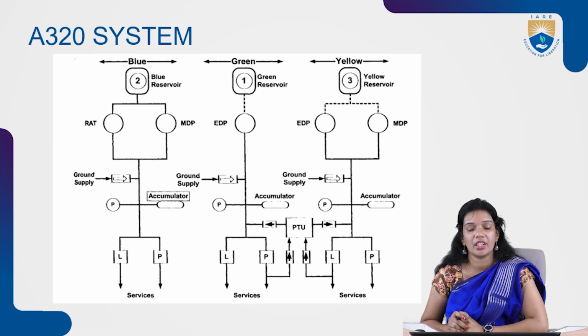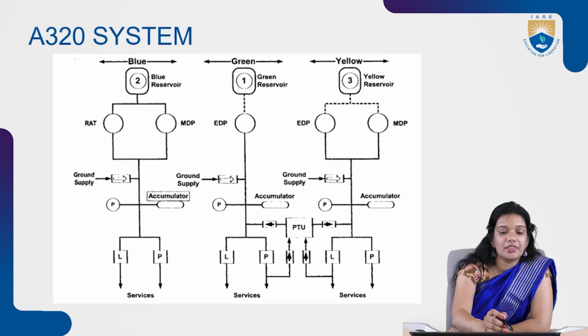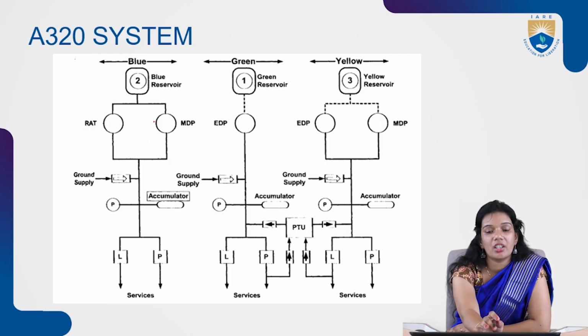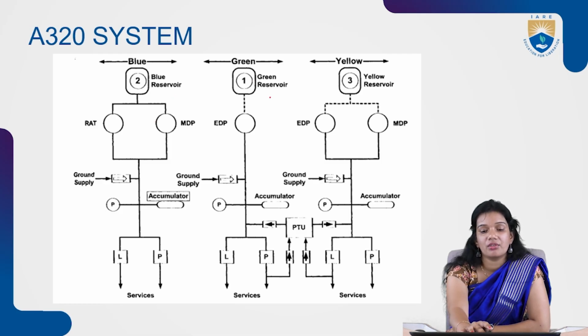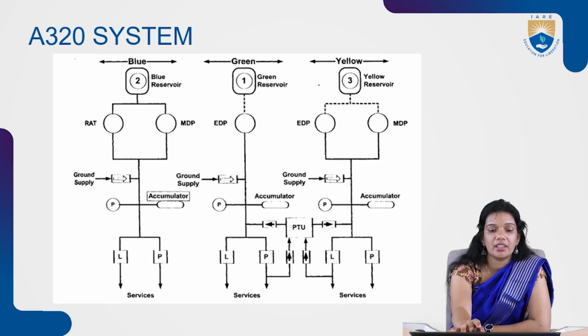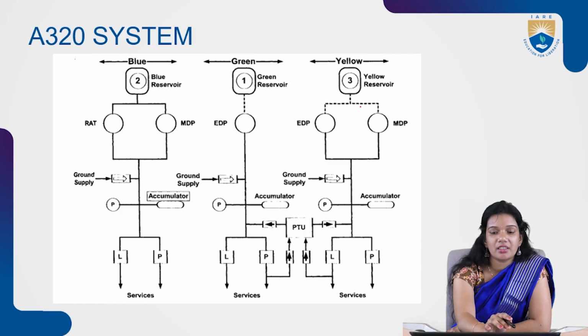So you have a blue channel, you have a green channel, then you have a yellow channel here, right? In the blue channel, as we have discussed, every hydraulic system has its own reservoirs, right? So blue has its own blue reservoir, green system has its own green reservoirs, yellow system has its own yellow reservoirs, right?